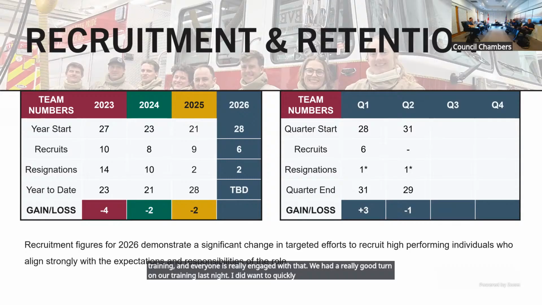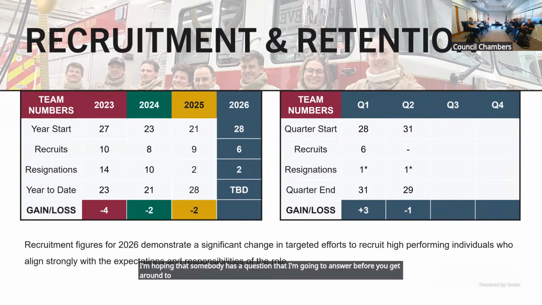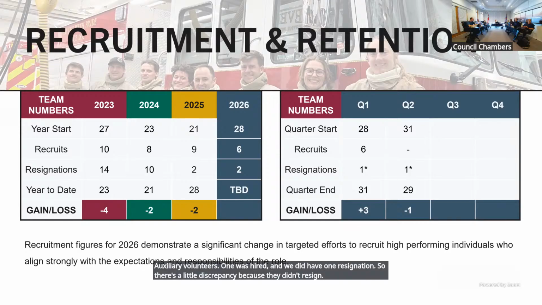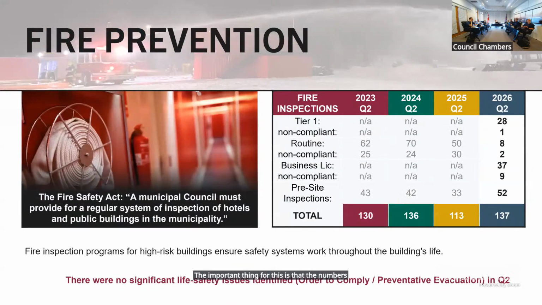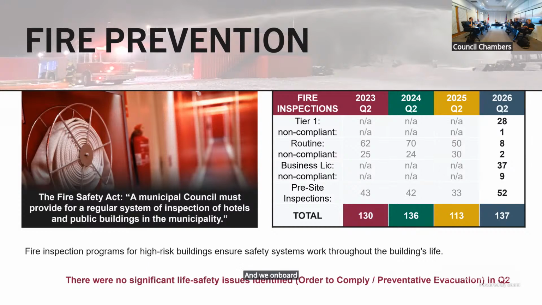I want to quickly go over our numbers here. I'm hoping that somebody has a question that I'm going to answer before you get around to it. If you look at our math not adding up on the Q2 team numbers, we had two people move from the auxiliary volunteers. One was hired and we did have one resignation. So there's a little discrepancy, because they didn't resign. They were laterally moved across. The important thing is that the numbers are steady. Our attrition has come back up to where we want to see it, and we onboarded 6 new recruits.